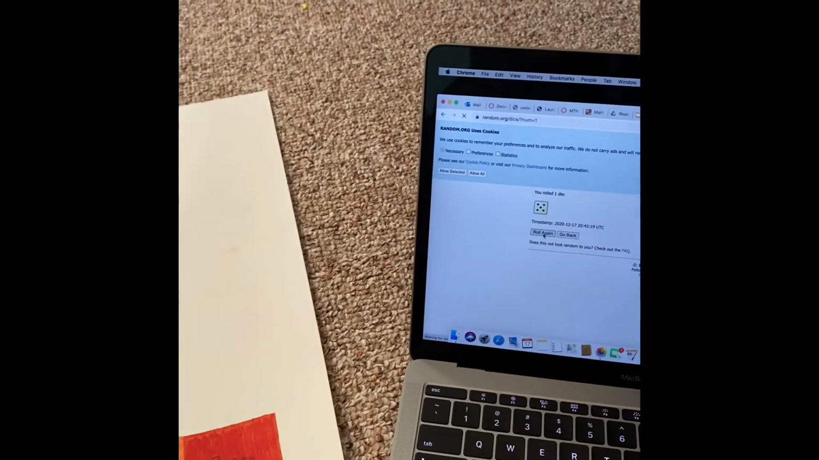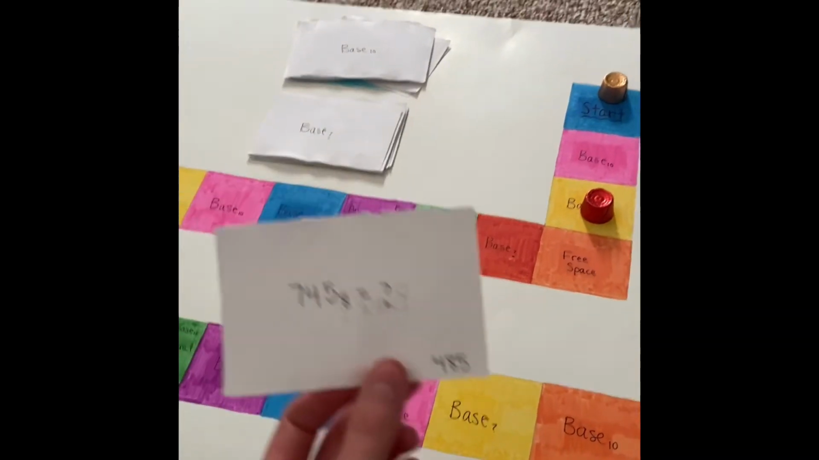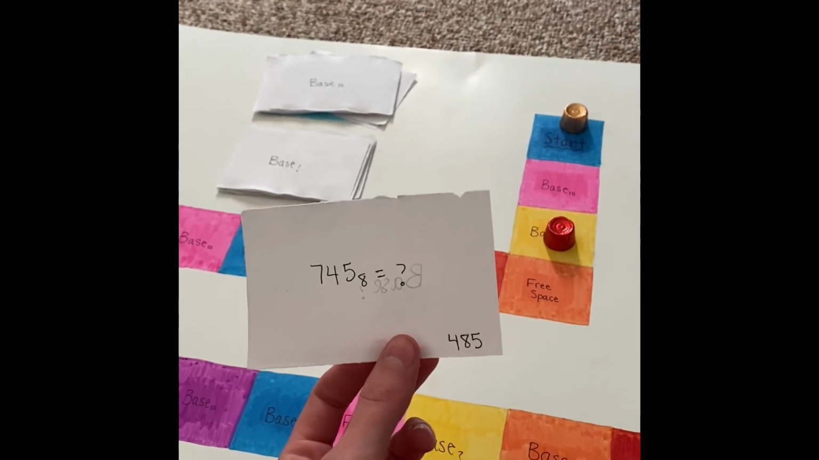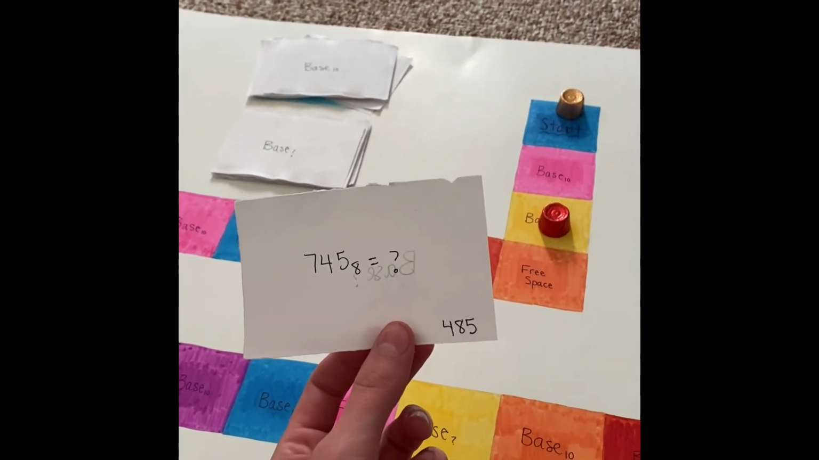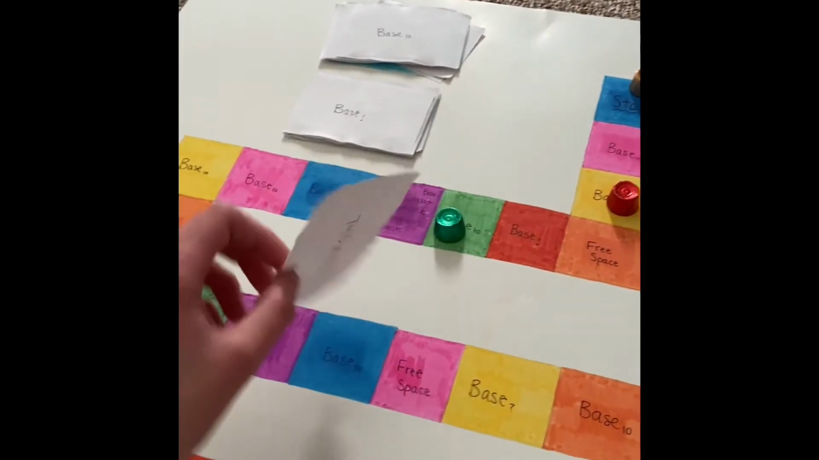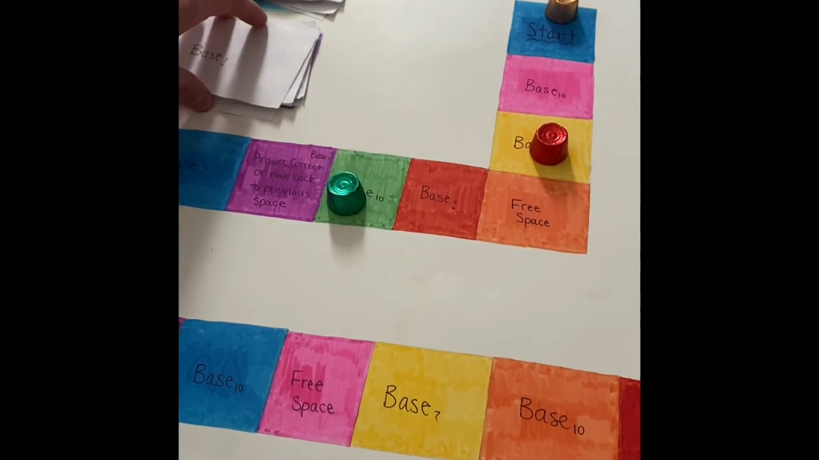Then the next person would go, so roll again. All right, 212. So here we have a base question mark. So this is converting base to a number. So 745 base 8, what does that equal? So 485. Again, you could do that on a sheet of paper. Most of these you probably would, because honestly, I would even have to.